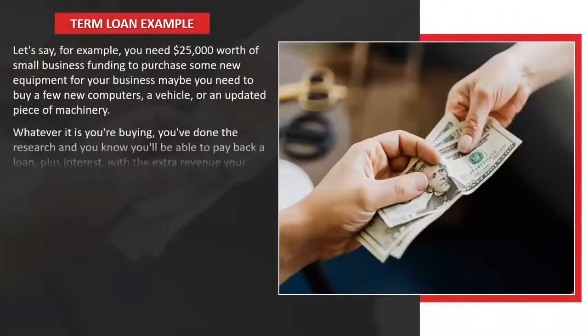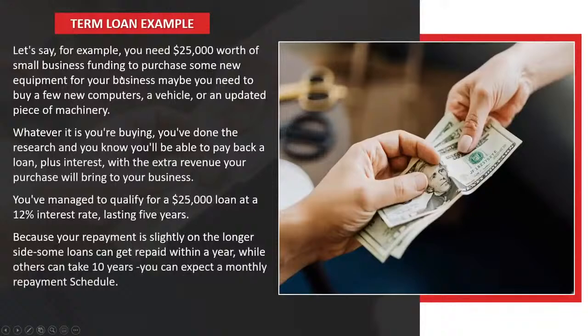Let me give you guys an example of this. Let's say somebody wants to purchase $25,000 worth of equipment. You go to your bank and they say, hey, look, you qualify for this $25,000 loan at a 12% interest rate, lasting 5 years, or 60 payments. That's what you'll be making. They're looking at what you qualify for, and once that's set up, they'll generate how much your monthly payment will be.